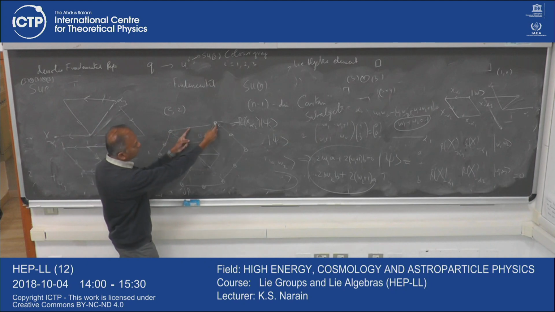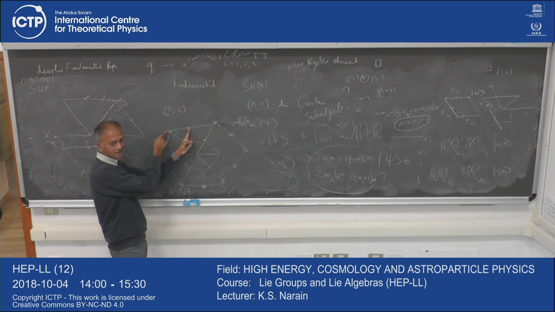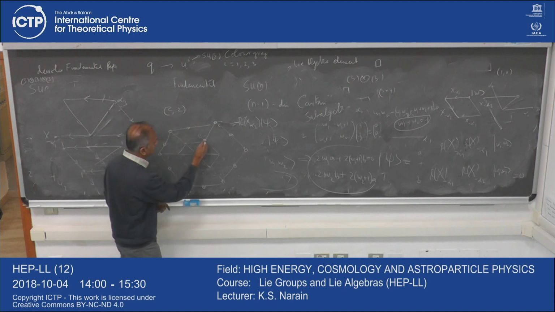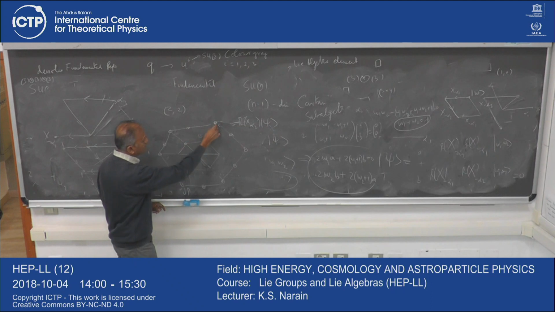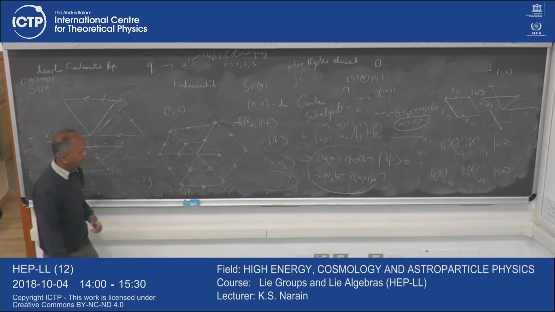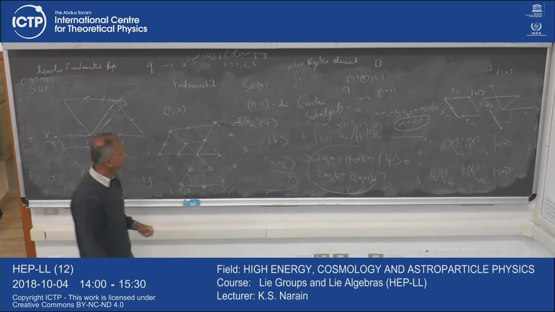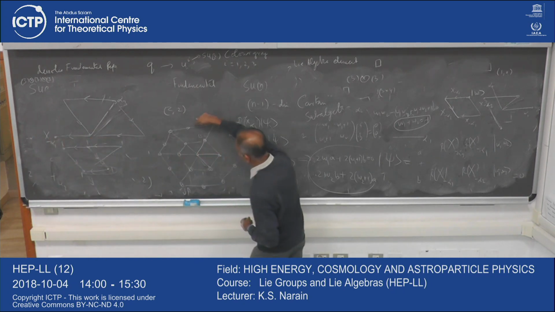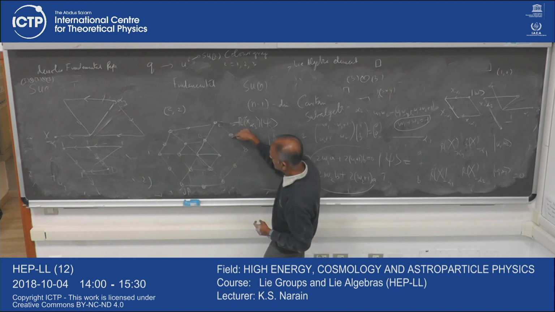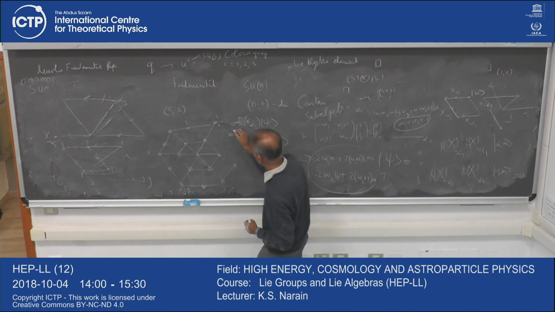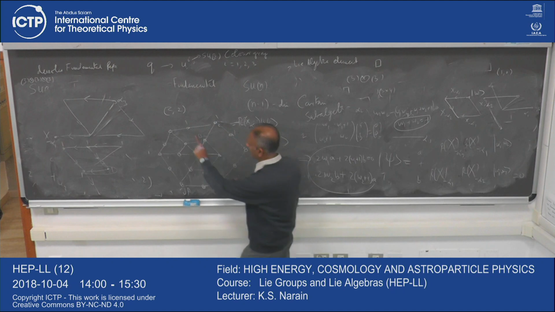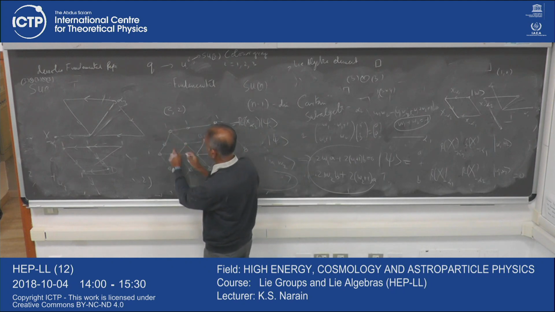Because every time you lower by minus alpha 1, you'll come here, not there directly. This is 2 alpha 1. Then, of course, you can go here and then come here. So there is this, this, this. And of course, here this is the zero weight. Now, this is the highest weight. There's only one way to go there. So the multiplicity here is 1, 1, 1. Here also, there's only one way to go, 1.